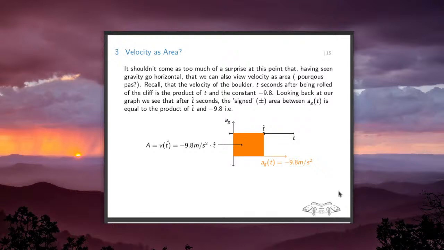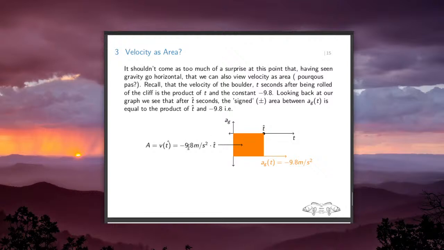But yeah, so let's look at this graph and let's consider, suppose we want to know, for example, how fast the boulder is going, in this case, t hat seconds after it's been pushed off the cliff. Now, t hat is an arbitrary time greater than 0. Who cares what it is? Let's assume that the boulder is still falling at t hat. But we don't care about what number it is, right?